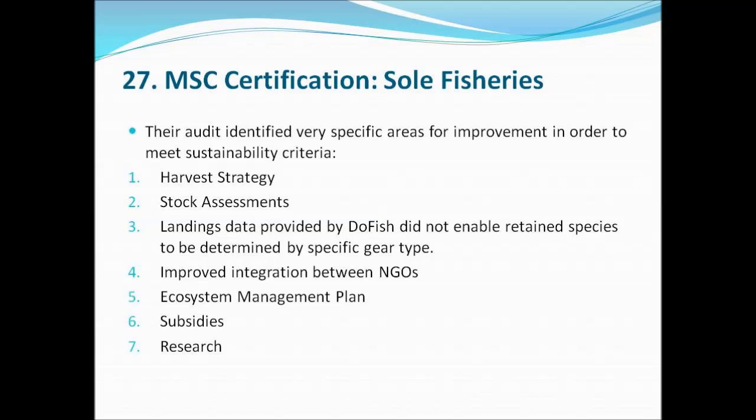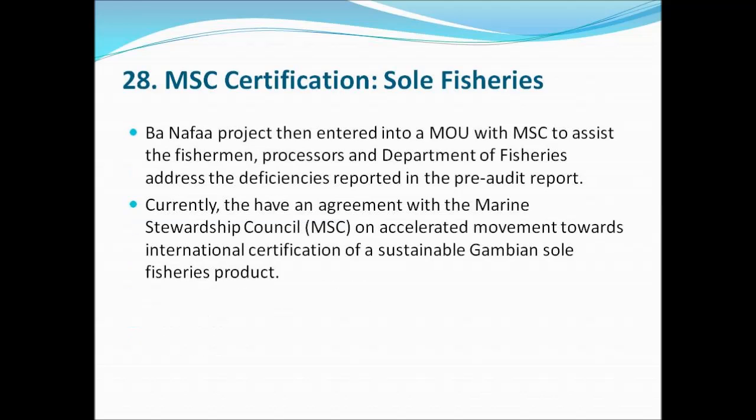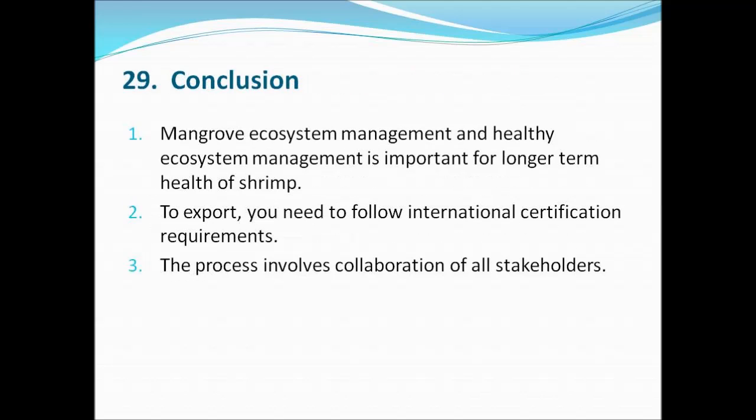So like I said, although this is sole, and we're talking about black tiger shrimp, it's going to be a very similar process in order to get what we want to achieve here. Again, what we can learn from this is that mangrove ecosystem management and healthy ecosystem management is important for the long-term health of shrimp. That was the primary purpose they did that for oyster and cockle, so it's going to be a similar concept here. To export, you need to follow international certification requirements, and the process involves collaboration with all stakeholders, like I said in the last one.